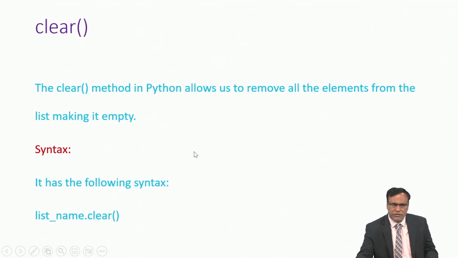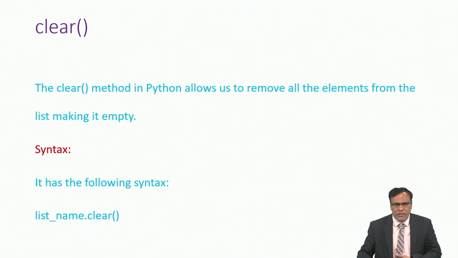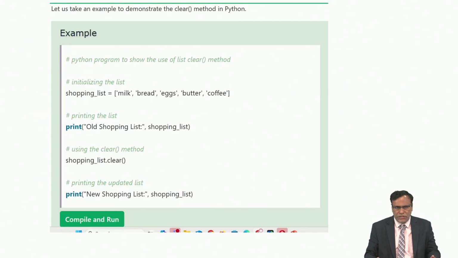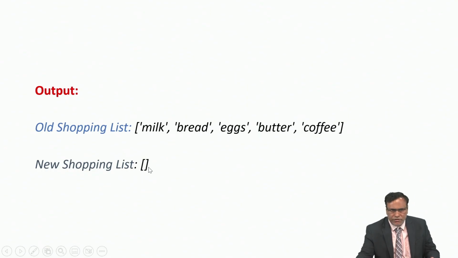So what is this function? Is this the clear method? The clear method allows you to remove all the elements from the list. It has the following syntax: list name dot clear. So here you have one list, shopping list, and at first I displayed the content, and then I applied that function clear, and then I reprinted the content of that list. It is going to be empty, right? So this is the original list. After removing the elements from the list, you are going to have an empty list. That is the reason you got empty square brackets without any data here. So this is how this function works.